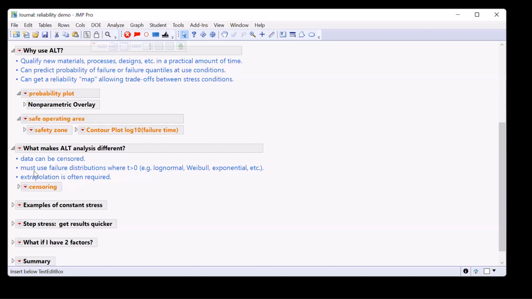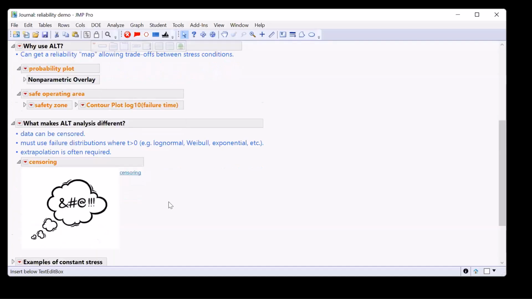And also, just like for reliability in general, the failure distribution has to be where t is greater than 0. So, for example, the log normal or the Weibull are typical choices for the failure distribution. Something like the normal might not be a good choice because the normal will allow negative values of time, and it doesn't make any sense to have negative time. So we're kind of constrained in our choice of distribution. Another big difference for ALT is almost always some sort of extrapolation is going to be required. Again, we're going to be running parts at high stress and then extrapolating to use stress.